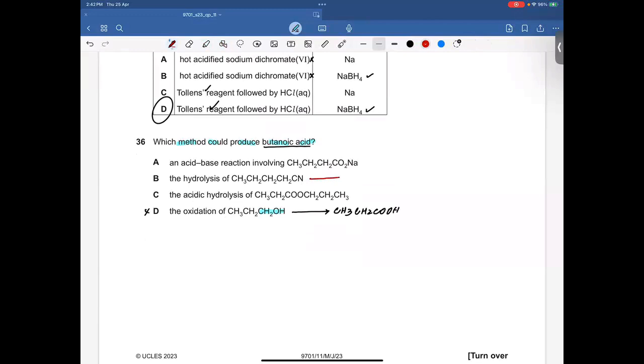So when you use acid hydrolysis, obviously it's going to be CH3, CH2, CH2, CH2, and this CN will turn to COOH. So it's not butanoic acid. In fact, it's pentanoic acid. So again, it is incorrect. Now, competition exists between A and C.